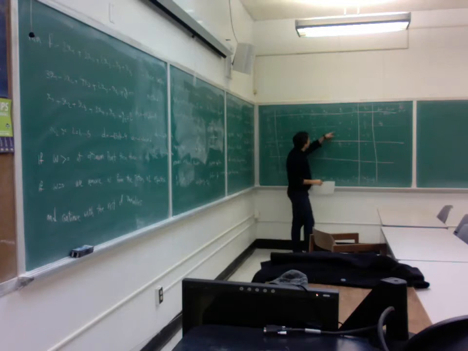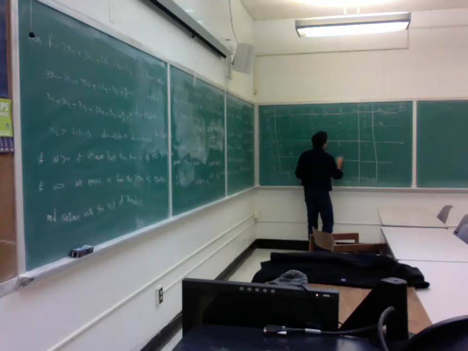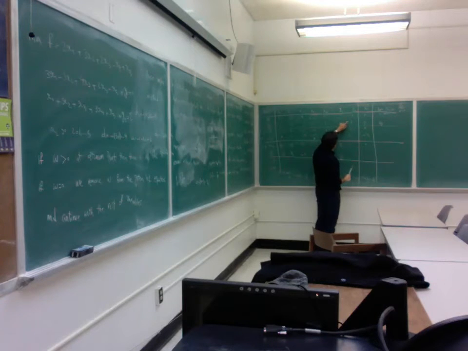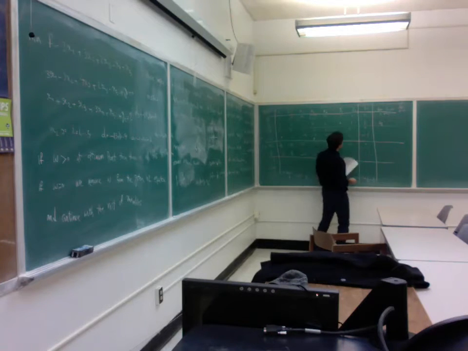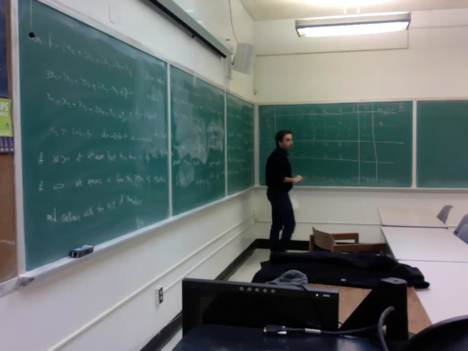And this 0 minus 3 over 2. It's going to be negative 3 over 2. 1 minus 3 times this is going to be 1. And 2 minus 3 times 0 is going to be 2. Okay?